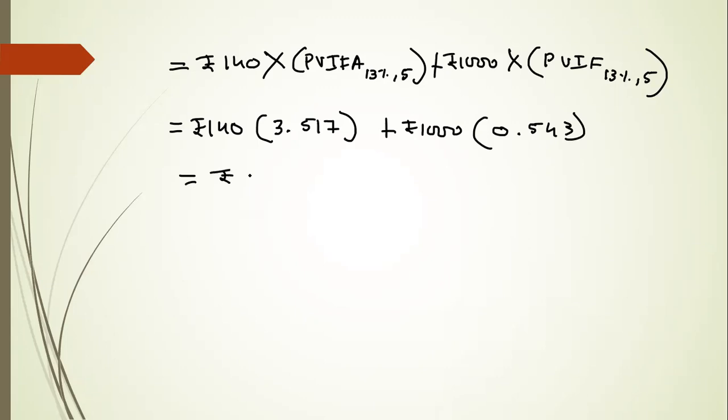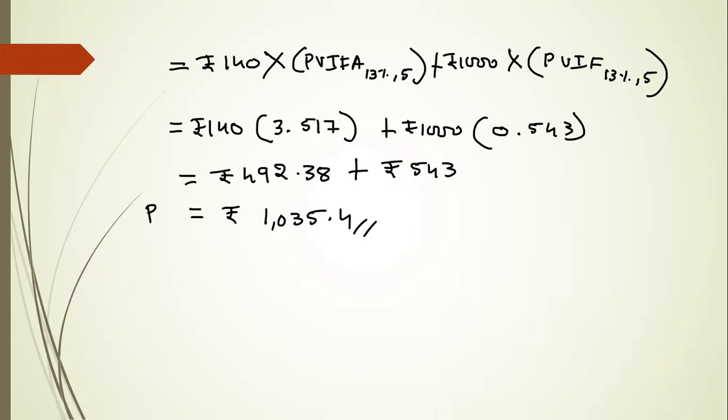Here we get rupees 492.38, and plus, here we get 1000 into 0.543. So we get rupees 543. So total is 1035.4. So this is the P for the given problem.